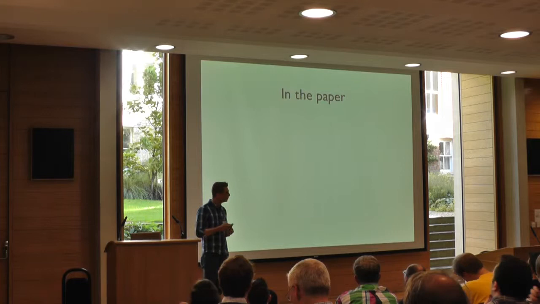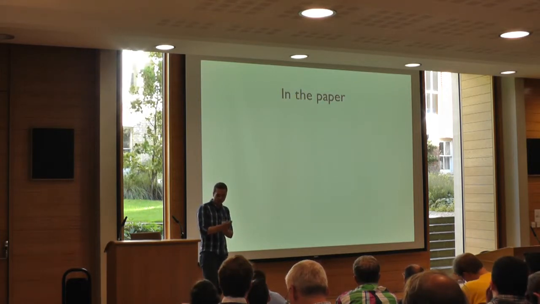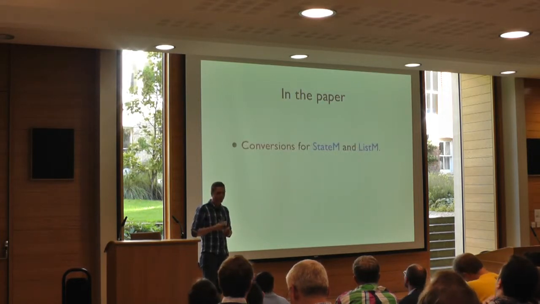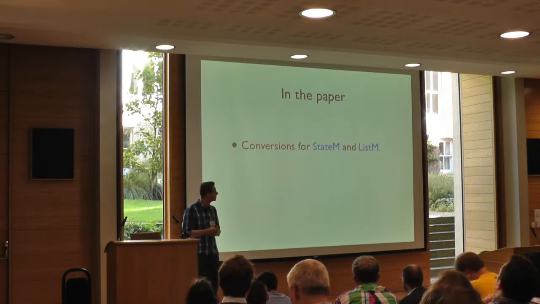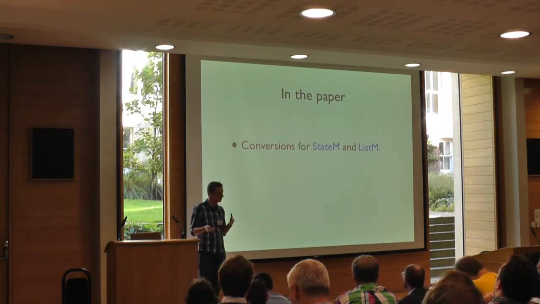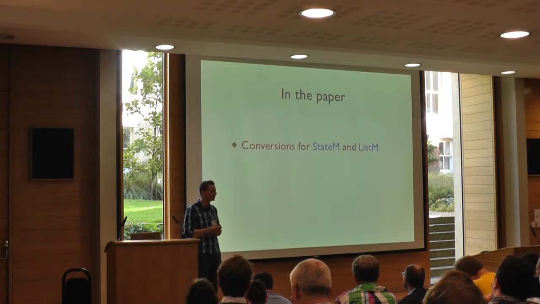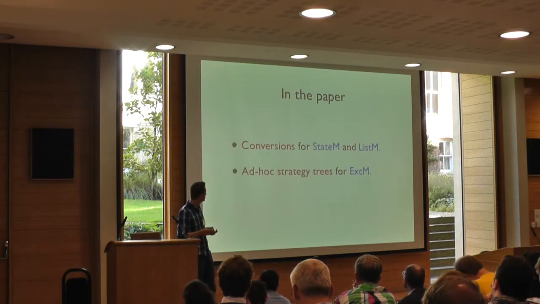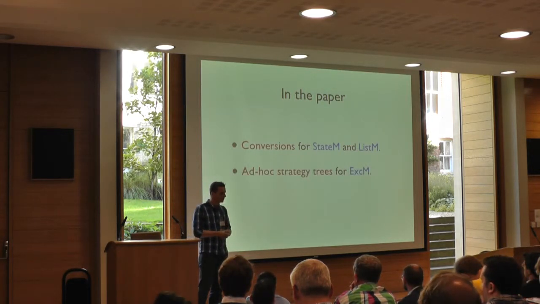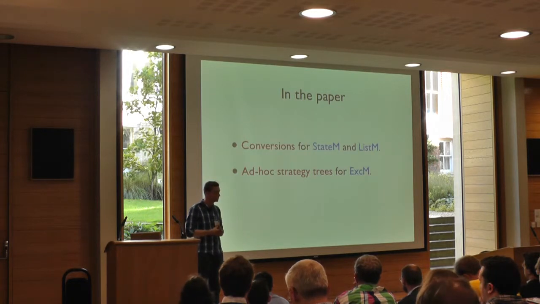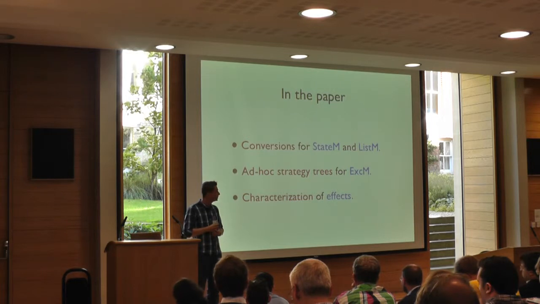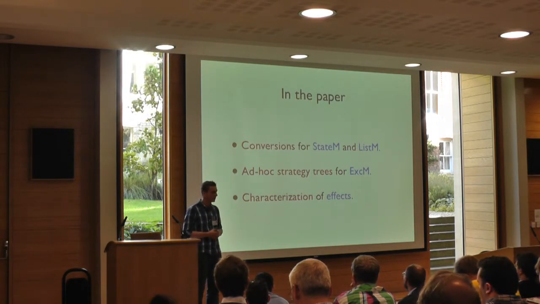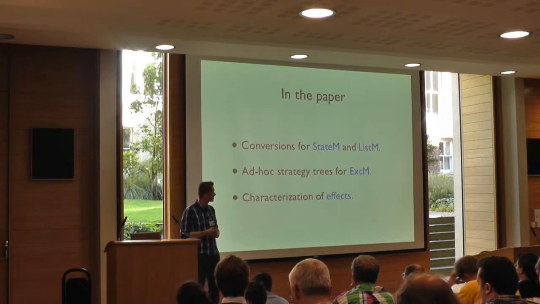Okay. What you will find in the paper. You will actually see the conversions between the functional representation and the strategy representations for the state monad and the list monad. Exceptions did not work, but we can give an ad hoc definition. You will also find that in the paper. And moreover, you will find a characterization of effects for which this works and for which it doesn't.